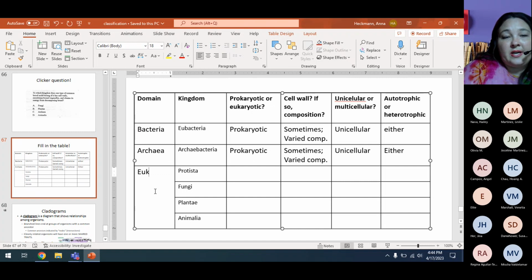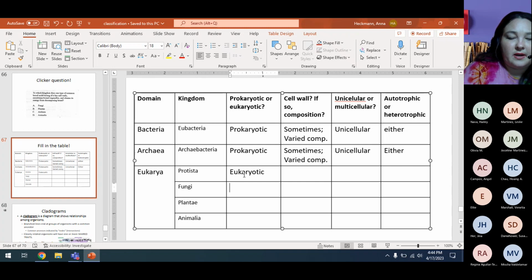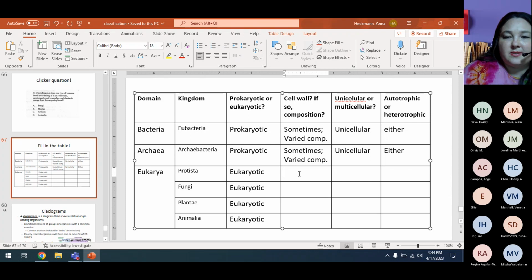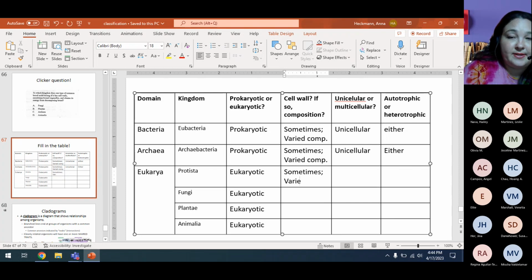The last domain is eukarya. The kingdoms Protista, fungi, plantae, and animalia are part of eukarya. There are also other kingdoms, but these are the only ones that I need you to know about. They are all eukaryotic, so you can go ahead and write that. Cell wall. Protists may have a cell wall. If they do, it can be made of many different things, varied composition. They could be either unicellular or multicellular, and they could be either autotrophic or heterotrophic.